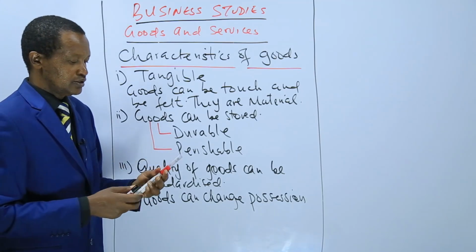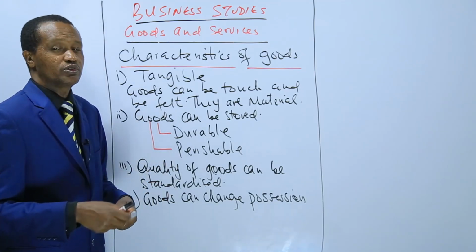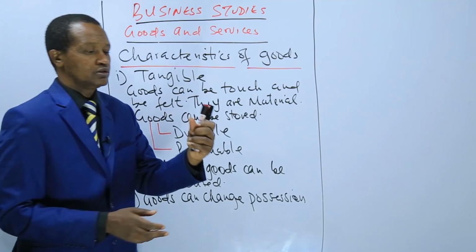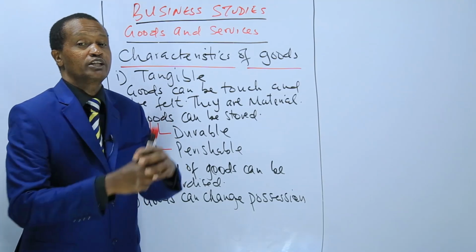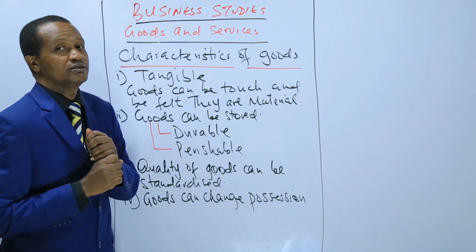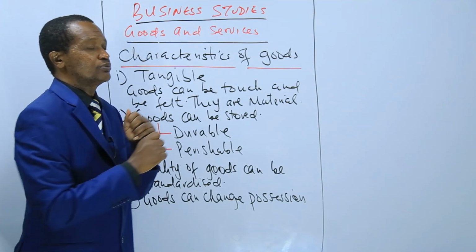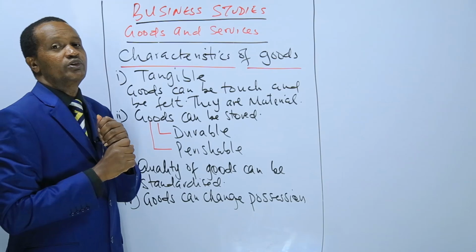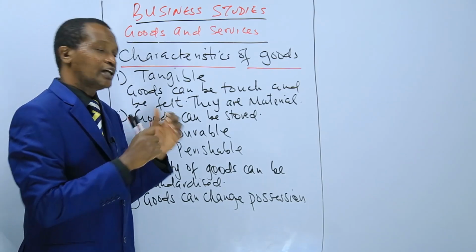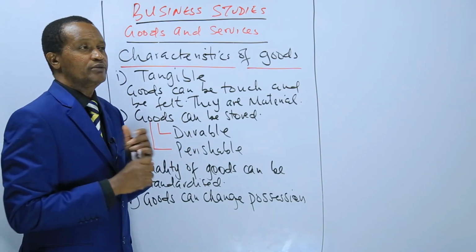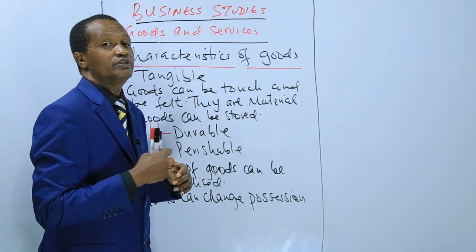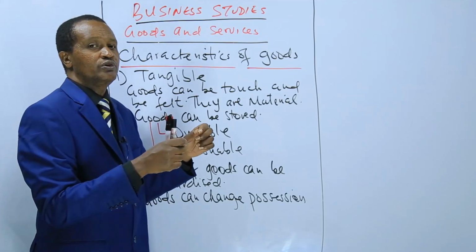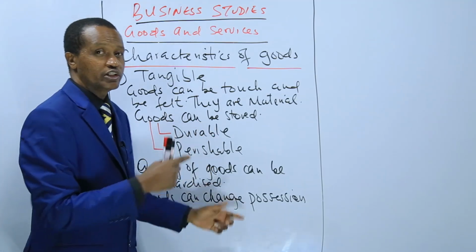Like these pens, I'm not the one who produced them. But through trade, I managed to get possession. They are mine. So possession changed from the manufacturer to me. That happened through trade. The manufacturer did not give to me freely. No. There is a price that I paid on them before there was exchange in ownership and possession.